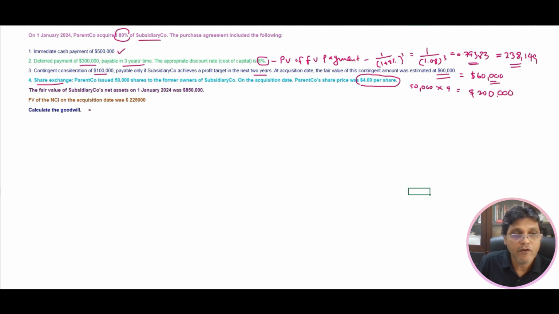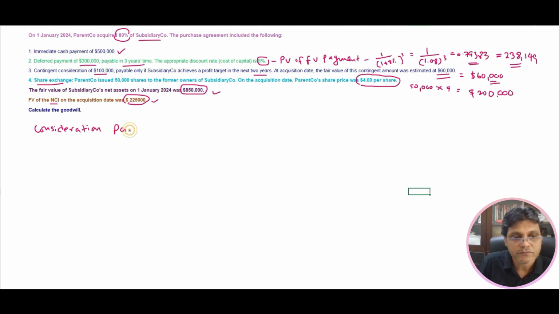Okay. Now the fair value of subsidiary company's net assets on 1st January 2024 was 850,000. These are the net assets, and also you are given the fair value of the NCI on acquisition date, which was 225,000. So basically this is the non-controlling interest. This we also need to consider when calculating the goodwill. So calculate the goodwill.